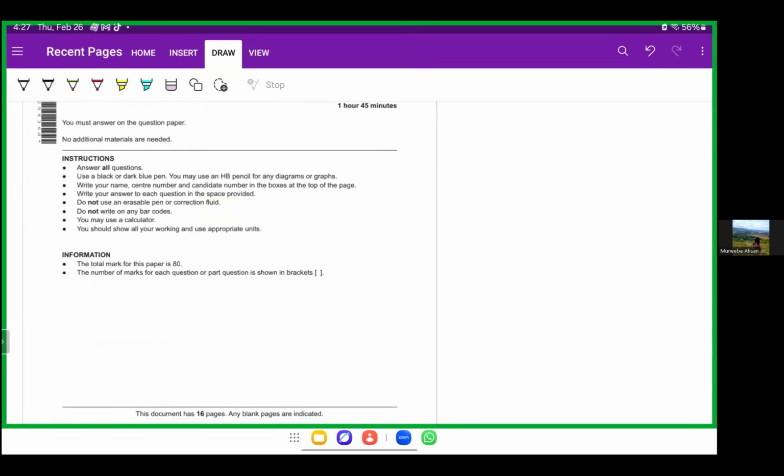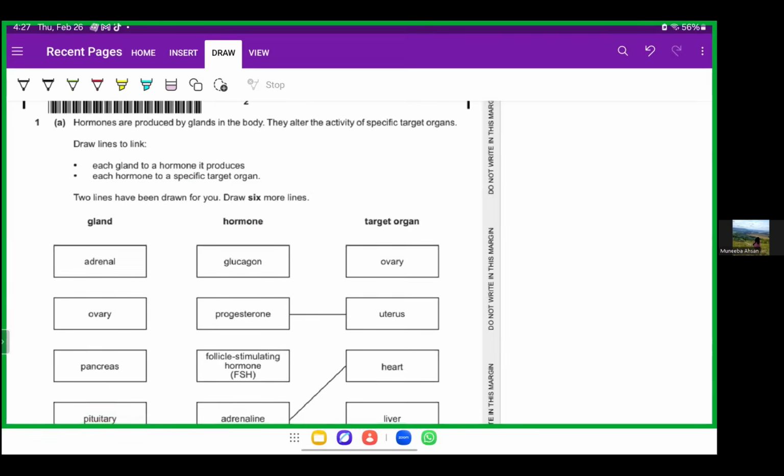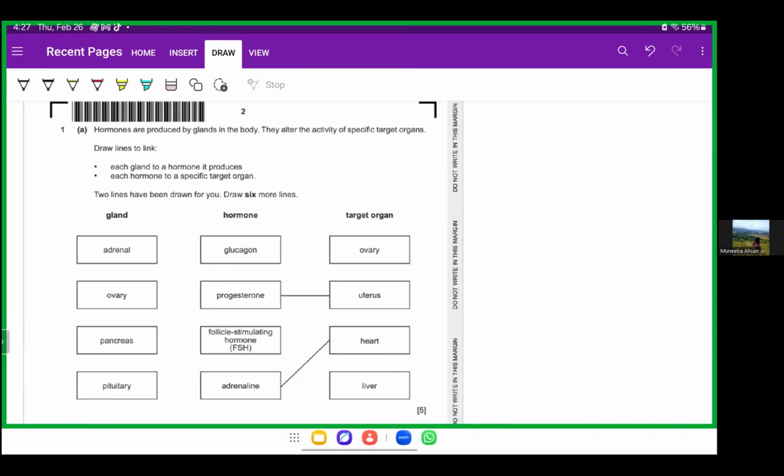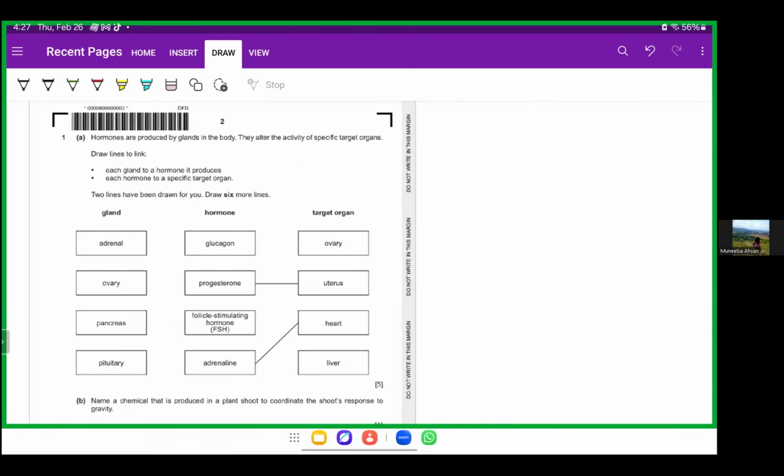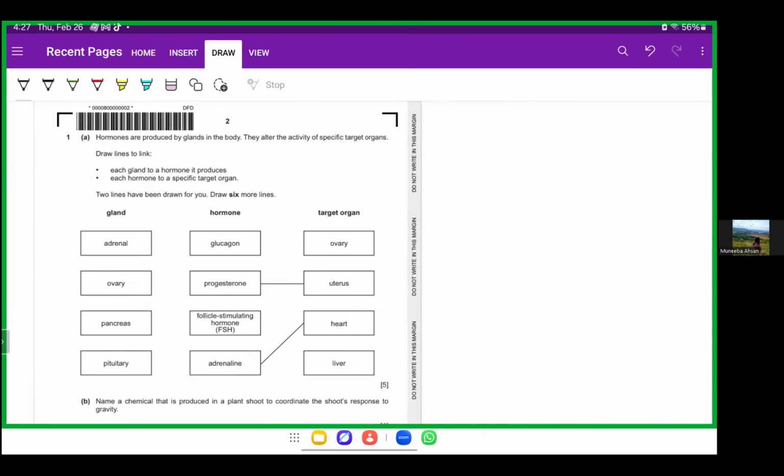Let's quickly dive into the questions. Okay, so the first question is related to hormones. Hormones are produced by glands in the body, right? They alter the activity of the specific target organs. Draw lines to link each gland to a hormone it produces, and each hormone to a specific target organ. So basically what you need to do is match the gland with the hormones and their target organ.